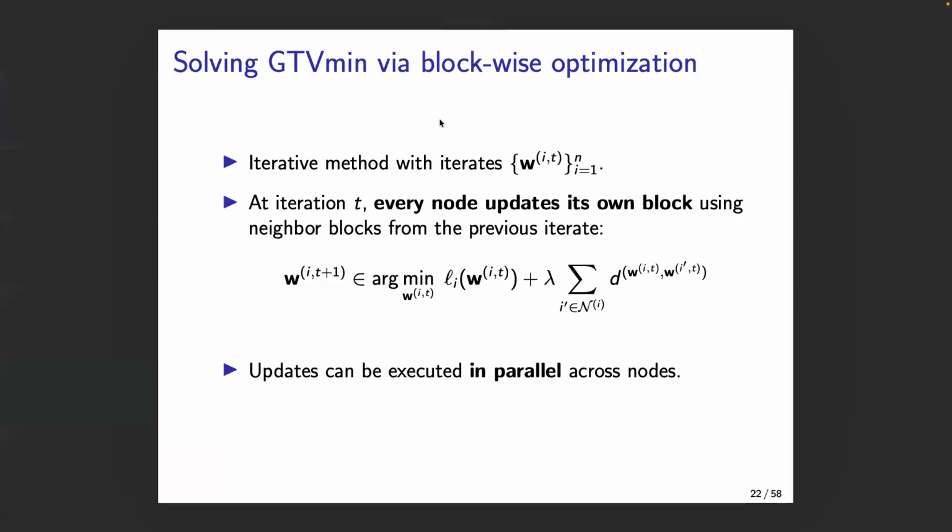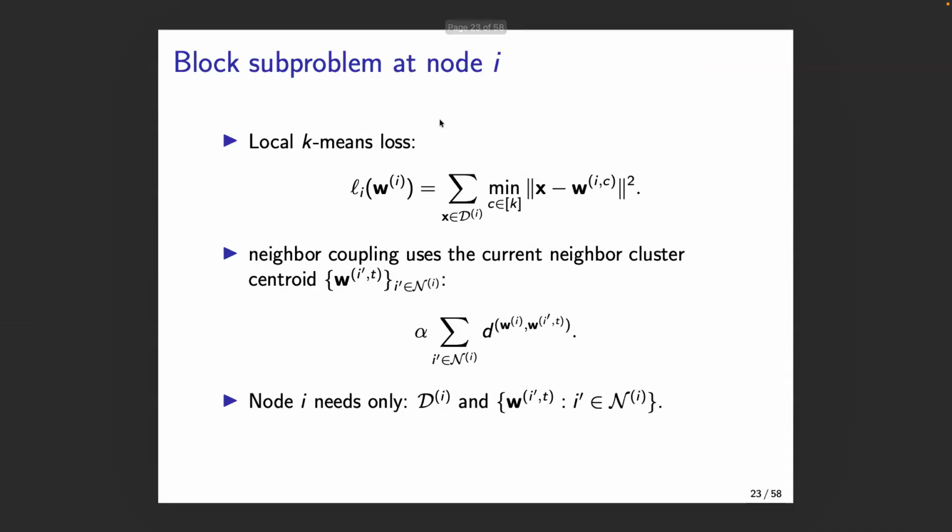So how can we solve GTMin? We use blockwise optimization. We iteratively update the block of each node's cluster centroids at iteration t. So every node updates its own block using the neighbors' blocks from the previous iterate as if they were fixed. And this update can be executed in parallel. What we need is just the dataset of the node that we are considering and the cluster centroids from the neighbors. We don't need a central server or whatsoever.